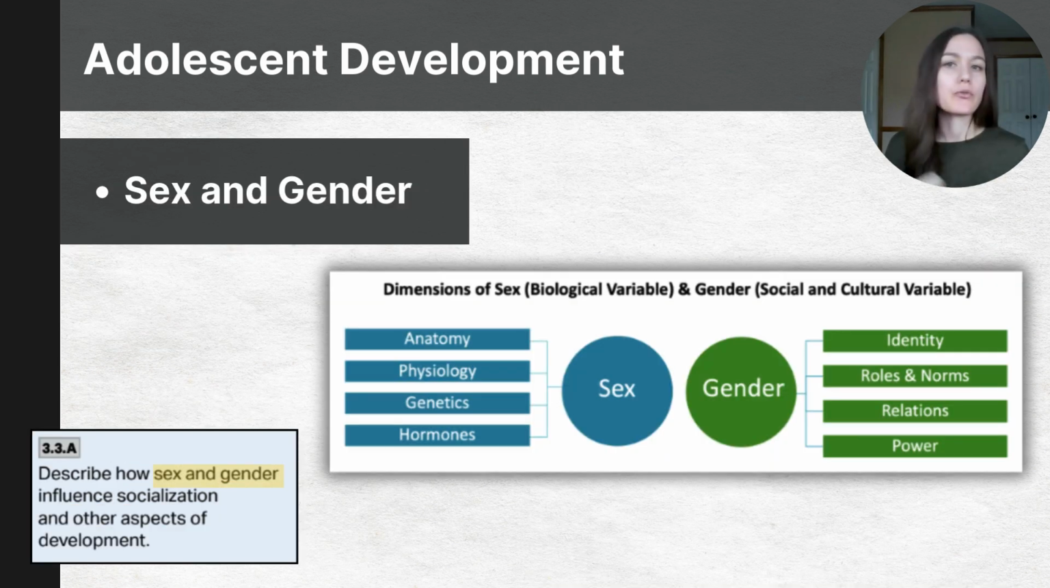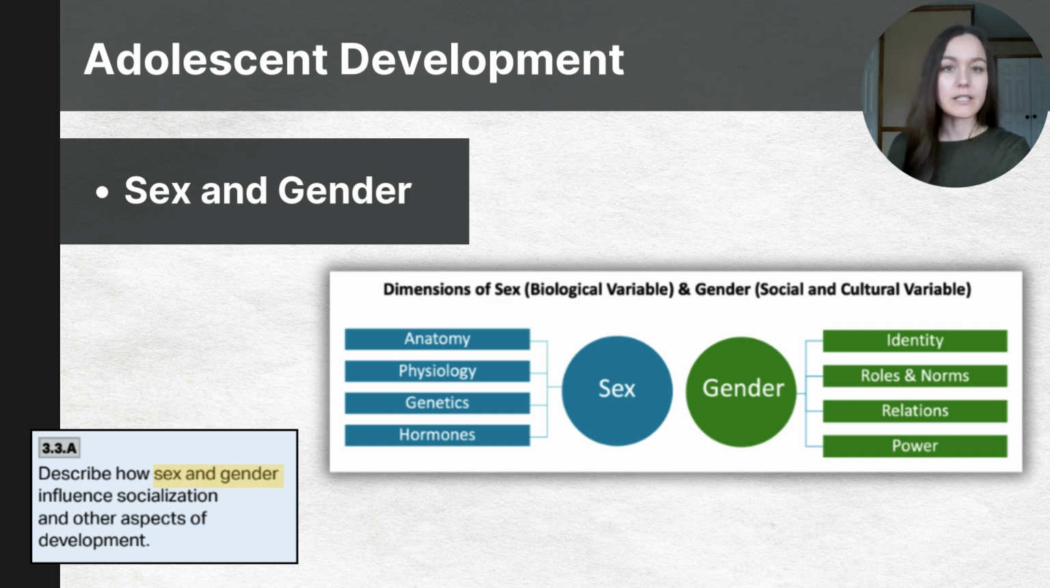So, as we move through physical development, it's important to take note of two terms that are similar but a little bit different. They aren't specific to adolescent development, but since we just covered puberty and the differences that occur in male bodies and female bodies during this time, I think it's just important to point out the difference between the words sex and gender. The College Board has one small note about this topic, and it states that students should be able to describe how sex and gender influence socialization and other aspects of development.